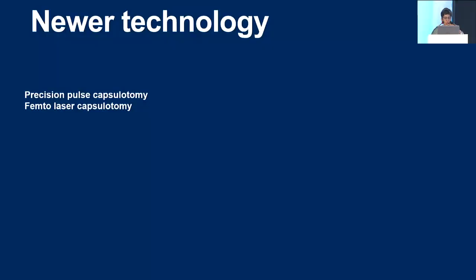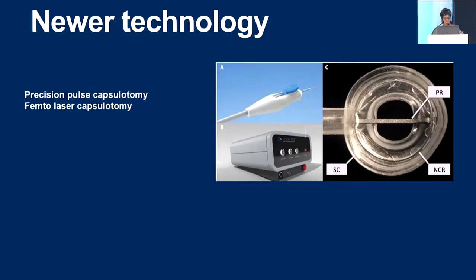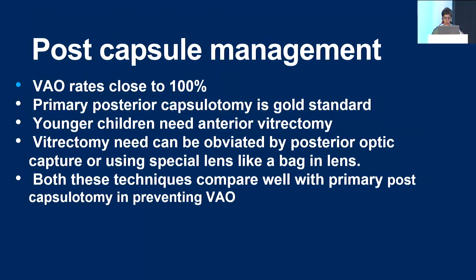Newer technologies to do rhexis include precision pulse capsulotomy, an instrument where you can get a very regular and very predictable capsulotomy, but it can be a little difficult if the anterior chamber is shallow and you have a really small eye. Femtolaser capsulotomy has been described, but again not possible under general anesthesia. But if a child is older, you could do it before you take the child into the theater for the rest of the surgery under anesthesia.